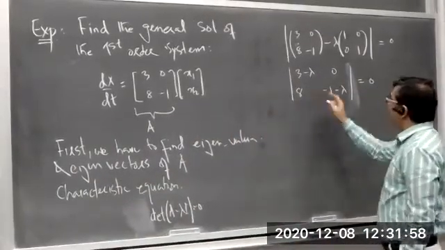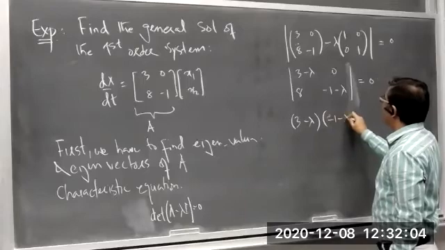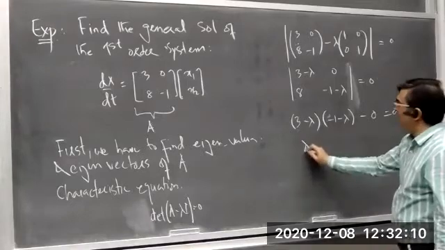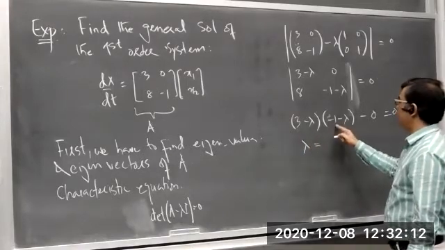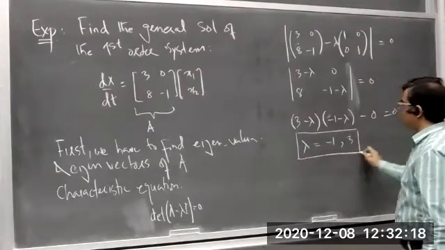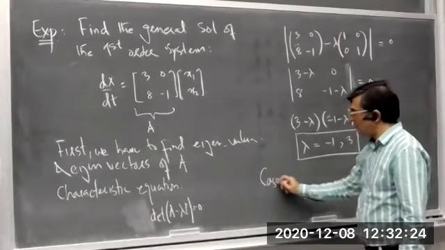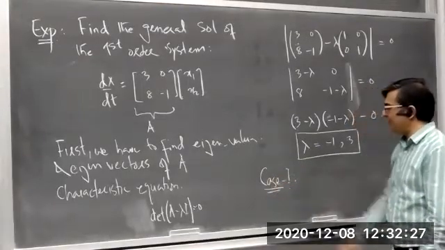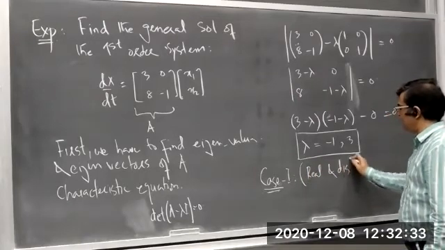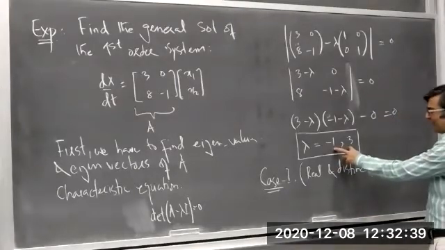Now, after solving this, we can write (3 minus lambda)(minus 1 minus lambda) minus 0 equal to 0. So what do we get here? Lambda is equal to minus 1 and 3. We obtain two eigenvalues. Now, case one is when eigenvalues are real and distinct. You can see that the eigenvalues are real numbers and distinct here.